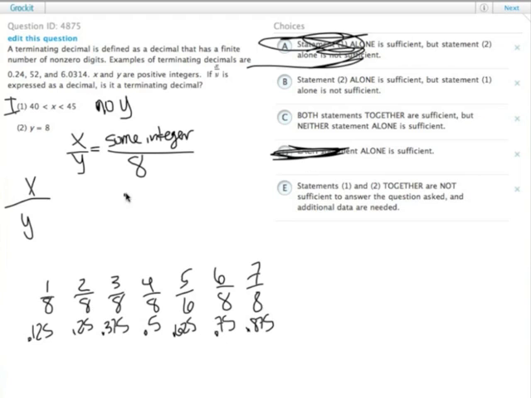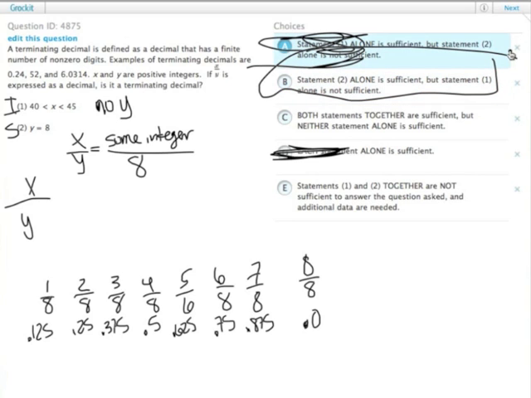So any integer divided by 8 is going to either have a remainder, or 8/8, of course, comes out to be 1.0. It's going to have one of these, all of which are terminating decimals. So statement 2 on its own is sufficient to answer the question. Answer choice B.